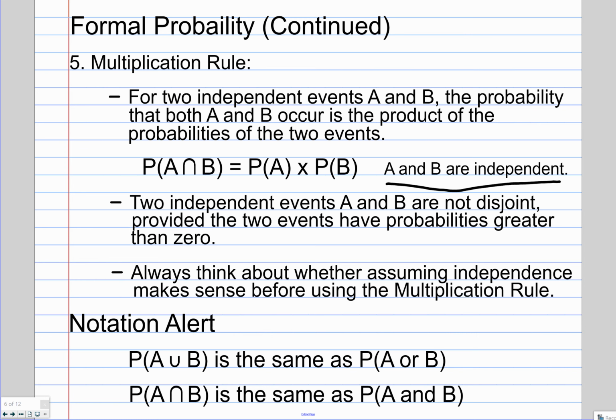All right. Shall we try some examples? All right, let's do this thing.